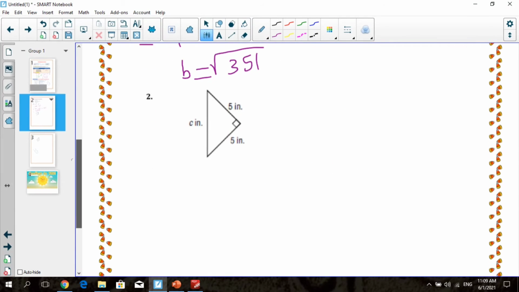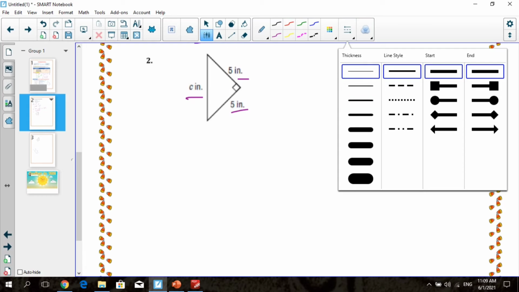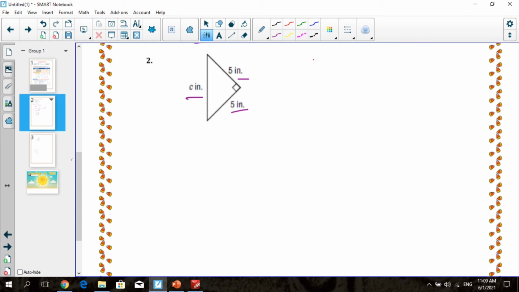Okay, now let's see the next one. Here he wants from you to find C and he gave you A and B, okay? How can we find the length of the hypotenuse here? First of all, I need from you to write the rule. So who can tell me C power 2 equals what? Great, I can hear one of you tell me C power 2 equals A power 2 plus B power 2. That's great, my dear.